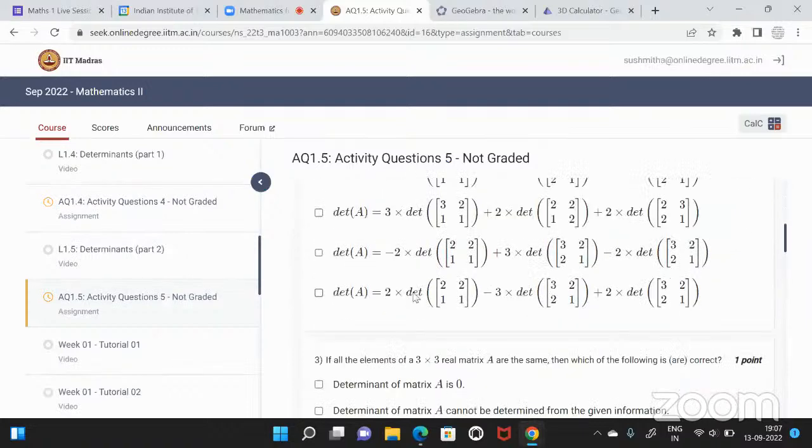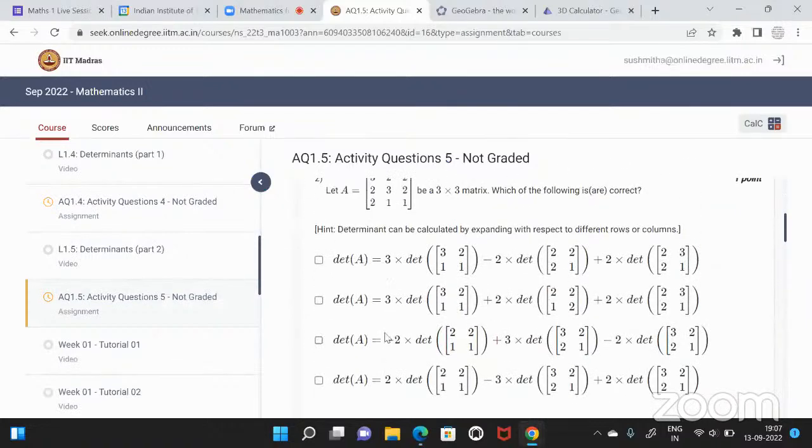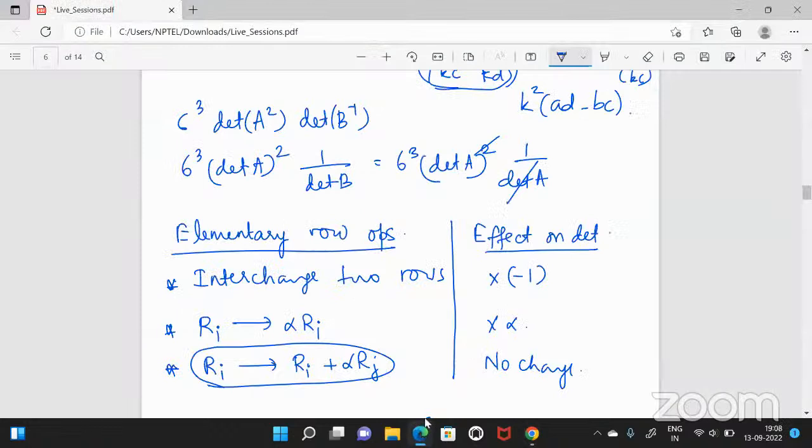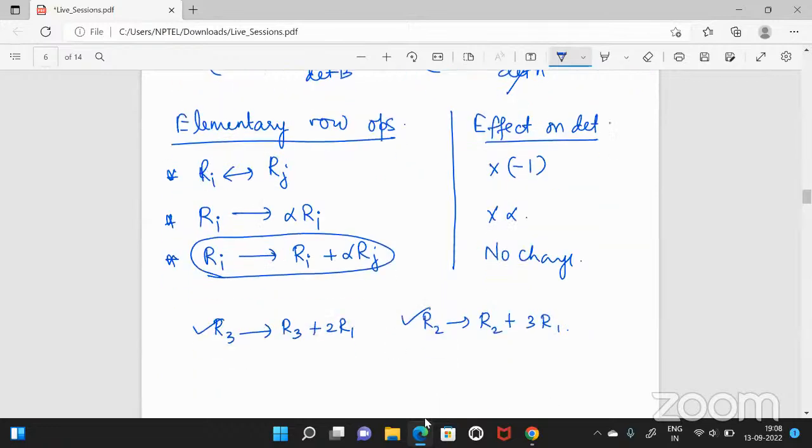What were we discussing? 3 cross 3 determinants. Madam, can you explain elementary row operations once again? Okay. There are 3 elementary row operations. You can interchange two rows, Ri with Rj, or you can replace a row with alpha times that row. So you replace the first row with 2 times the first row. Those are all elementary row operations.